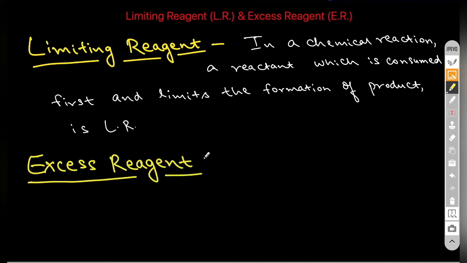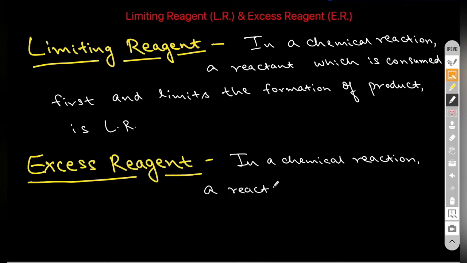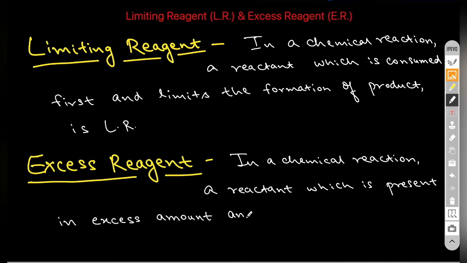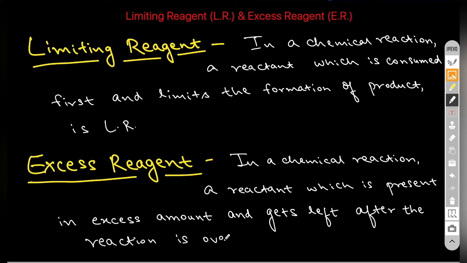Now the excess reagent. In a chemical reaction, a reactant which is present in excess amount and gets left after the reaction is over. So basically in a reaction there will be one limiting reagent, and the other will be the excess reagent. The excess reagent will be left after the reaction is completed, also known as ER.